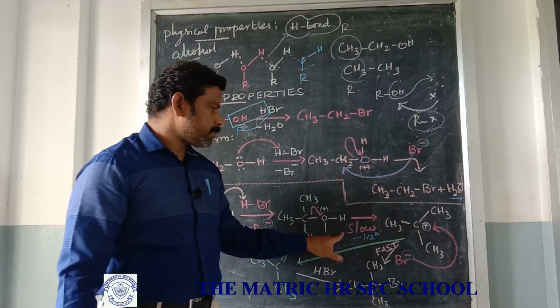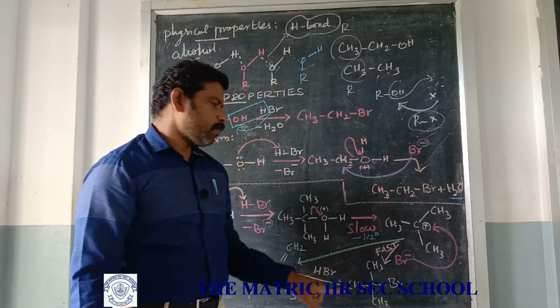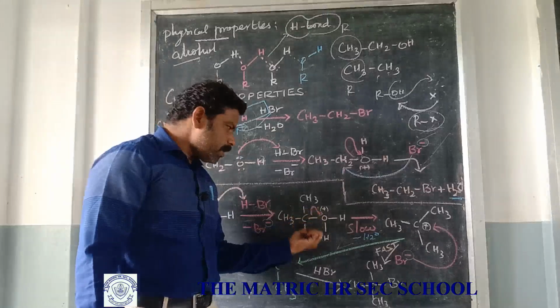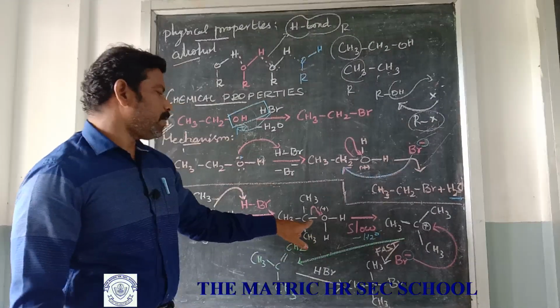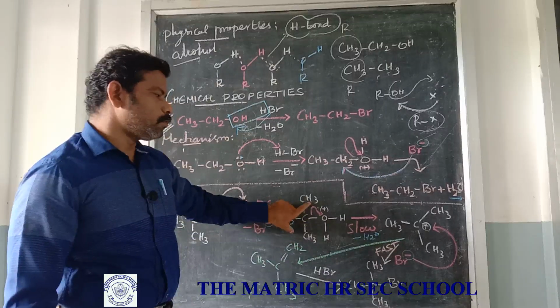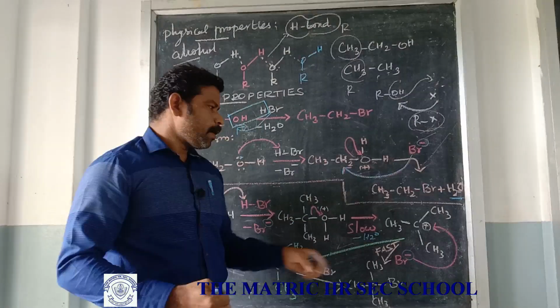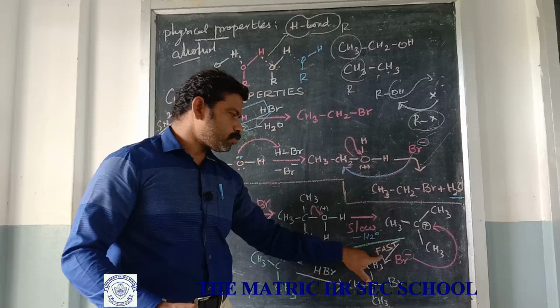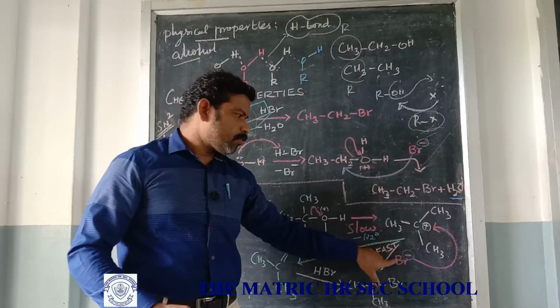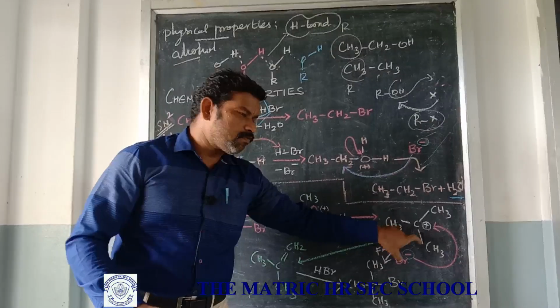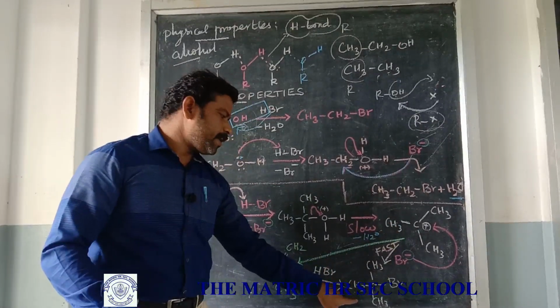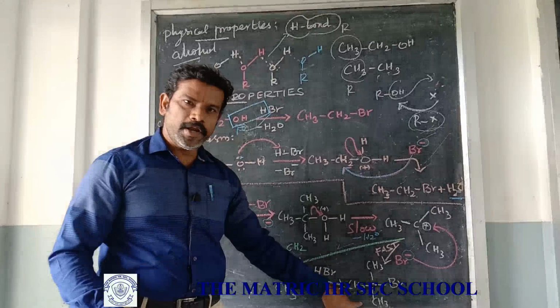The first step is the slow step. Why? Only the oxygen purely attacks the electrons in the compound. So it is very slow. But the second step is the fast step. Why? Because the negative ion quickly attacks the carbonium ion. So it is the fast step. So you will get tertiary butyl bromide.